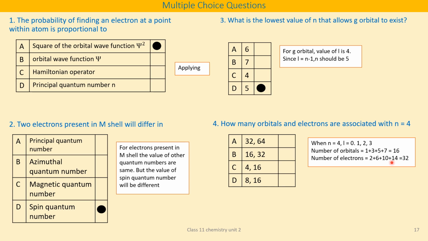You can even use the formula number of orbitals is equal to n square, that is 4 square is 16, and number of electrons is equal to 2n square, that is 2 into 4 square, that is 32. This answer is available as option B. Please mark it.